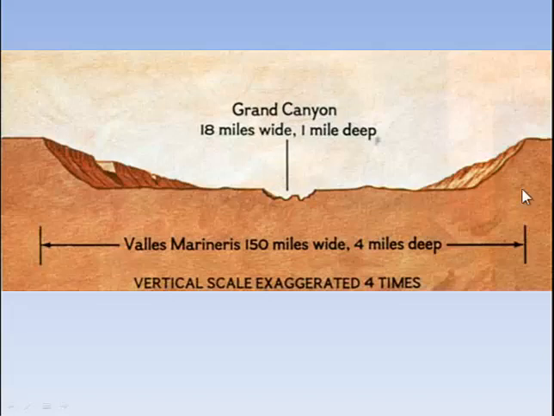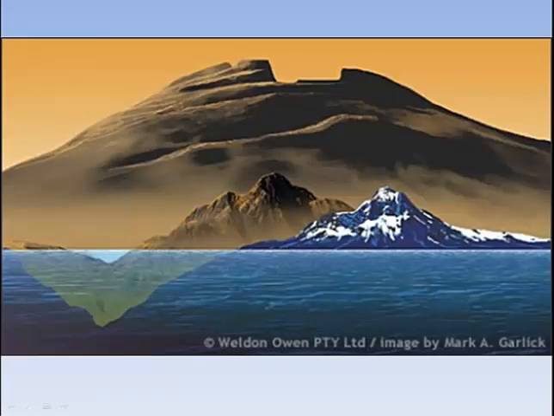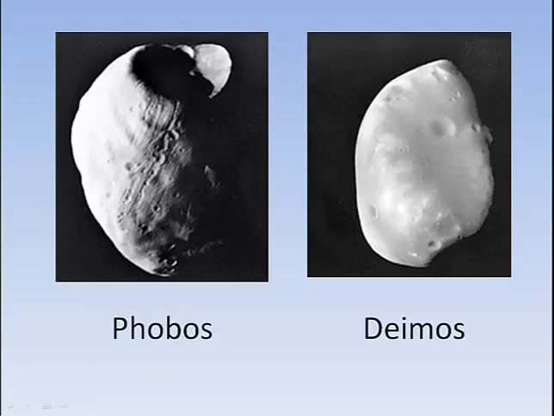Here's a little diagram that compares. This is the size of the Grand Canyon. This is the size of the Valles Marineris. So it's really a huge canyon. And this is just a size comparison to the tallest mountains on Earth compared to Olympus Mons, which is the largest volcano in the solar system and is on Mars. Here's 2 pictures of Mars's moons, Phobos and Deimos. We've tried to send probes there but failed. We know a lot about Mars.